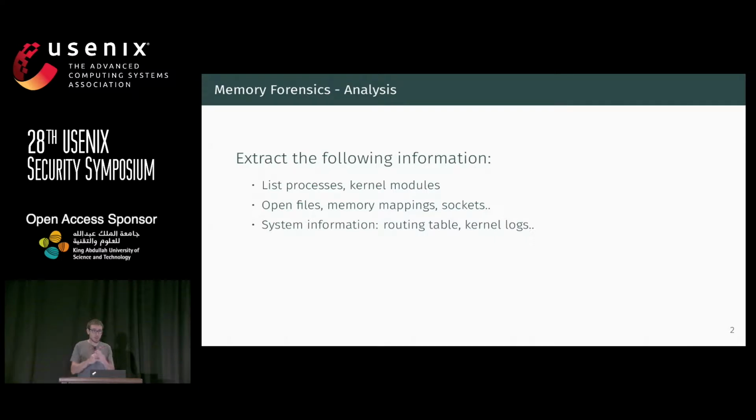Why are analyses important? Because analyses are the core of this discipline. With analysis, we can extract many different pieces of information from a memory dump. We can extract, for example, the list of processes, the list of kernel modules, and then given a process, we can tell which files this process had opened when the dump was taken. We can see the process memory mappings, if it had some sockets or open connections, and so forth. Moreover, we can also extract other interesting system information, for example, the routing table, the kernel logs, the clipboard content. There is really a lot of interesting stuff that we can extract from a memory dump.